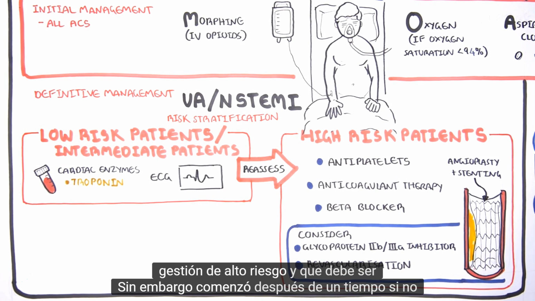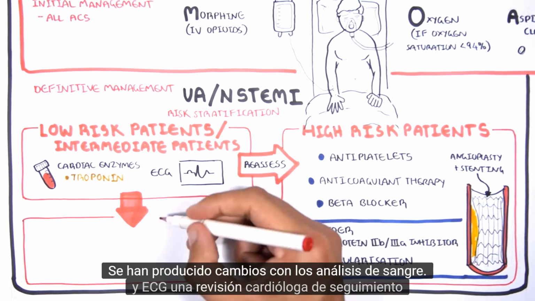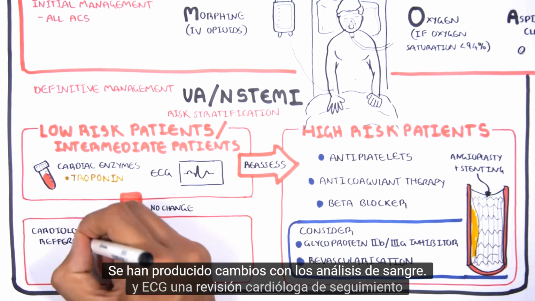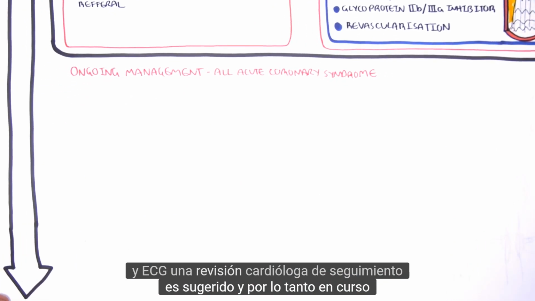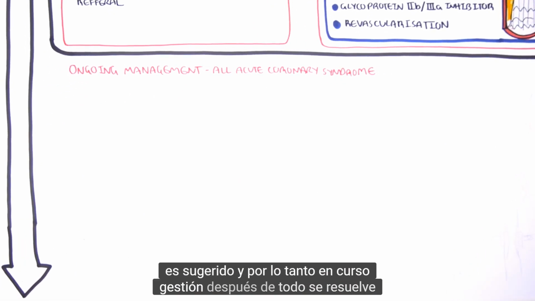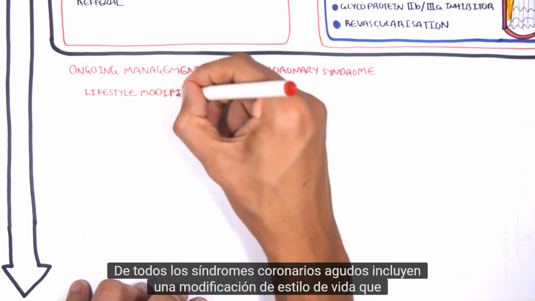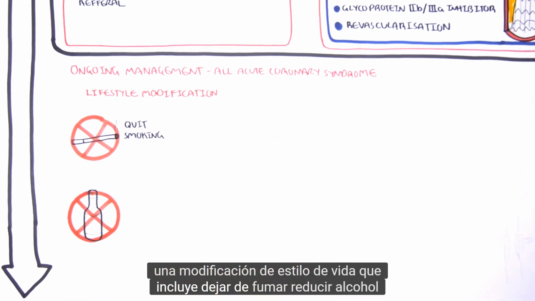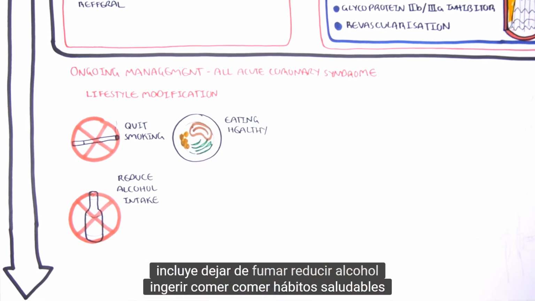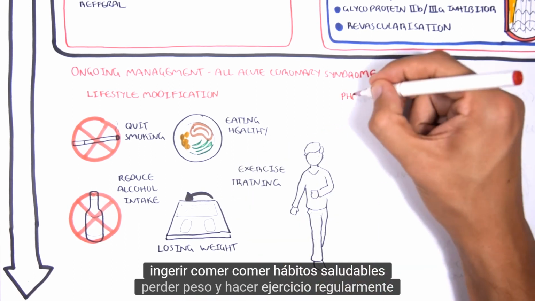However, after a while, if no changes have occurred with blood tests and ECG, a follow-up cardiologist review is suggested. And therefore, ongoing management after everything is resolved of all acute coronary syndromes includes 1, lifestyle modification, which includes quit smoking, reduce alcohol intake, have a healthy eating habit, lose weight, and exercise regularly.